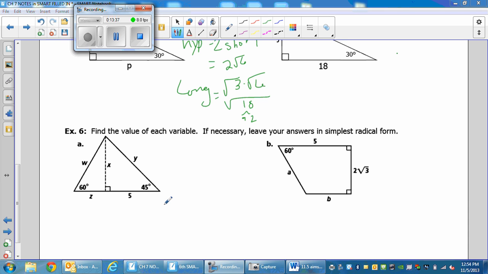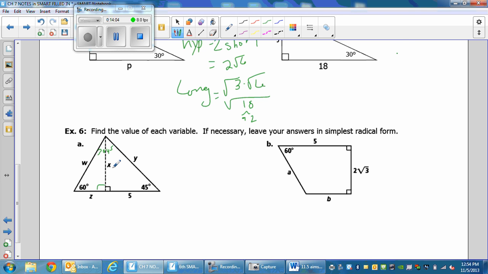Alright, find the value of each variable if necessary, simple radical form. Alright, so this one we have 2 triangles. Our first triangle is a 45, 45, 90 on this side. This one is a 90 here, a 60 there, and a 30 here. So on the left triangle over here, we can use our 30, 60, 90 rules, and the right side here we can use our 45, 45, 90 rules.